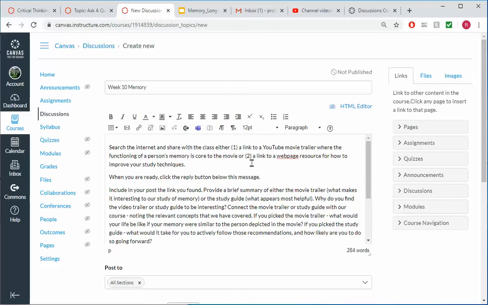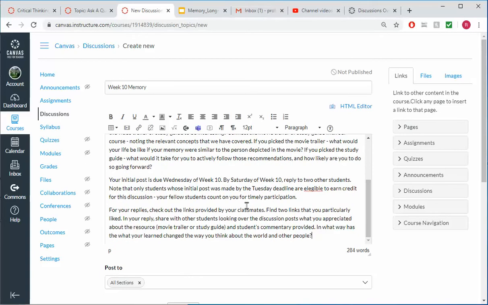For this example, the student goes out and finds an interesting resource to share with their fellow students. It could be a link to a movie trailer focusing on memory, since that's the topic of this chapter, or it could be a link to a webpage focusing on study techniques in terms of how you get that important information into your memory. And then they get to share how it is relevant to them, connecting it to the course material.